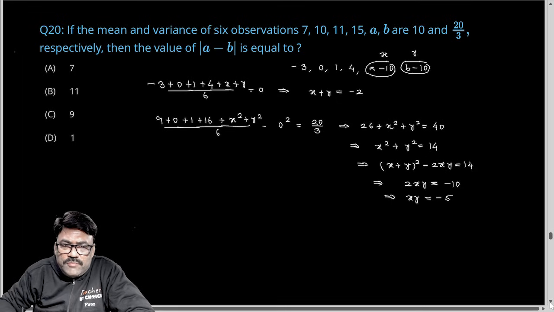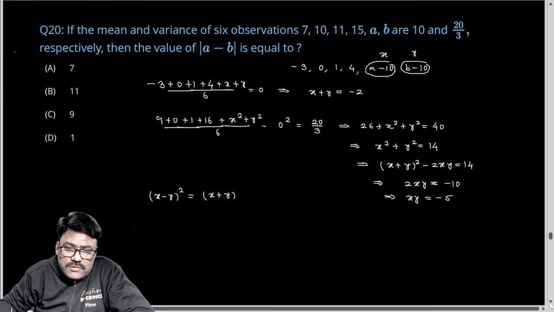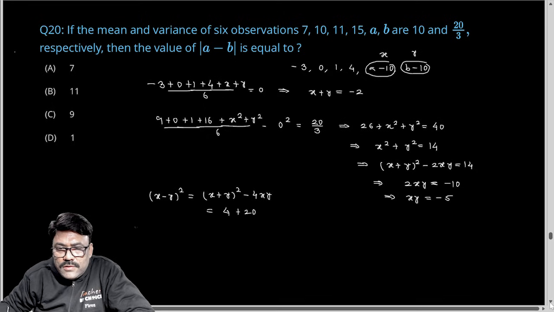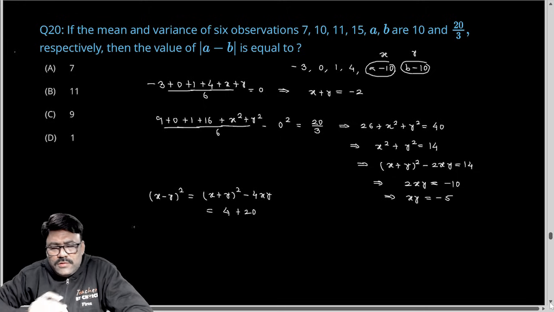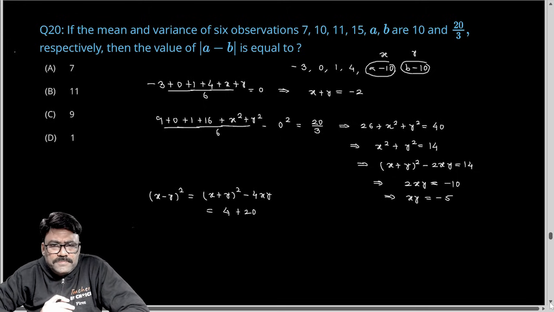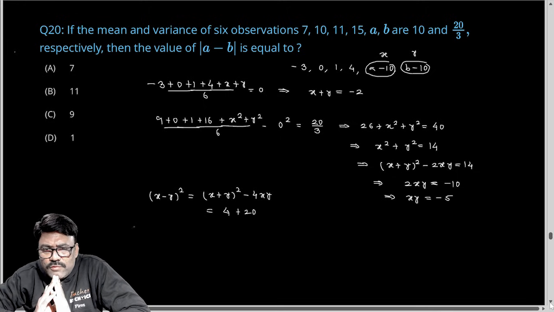Now what will be x minus y? See, x minus y whole square is the same as x plus y whole square minus 4xy. So it is 4 plus 20. I'm not getting the same answer. For the difference, I'm getting root 24.